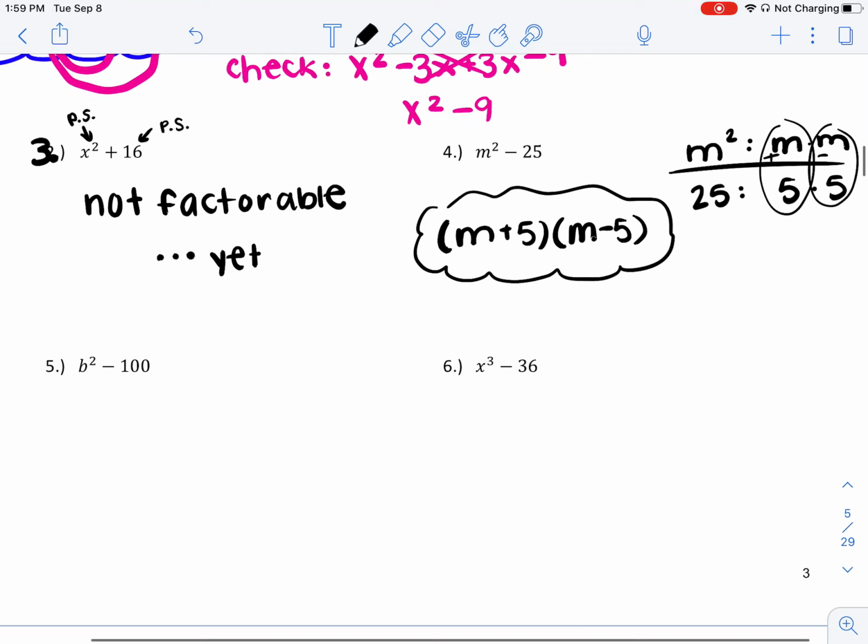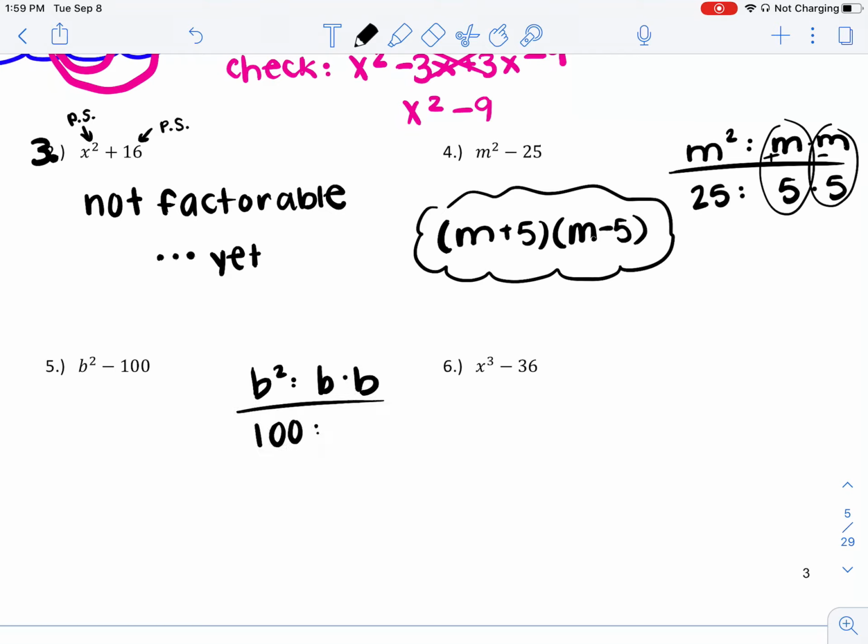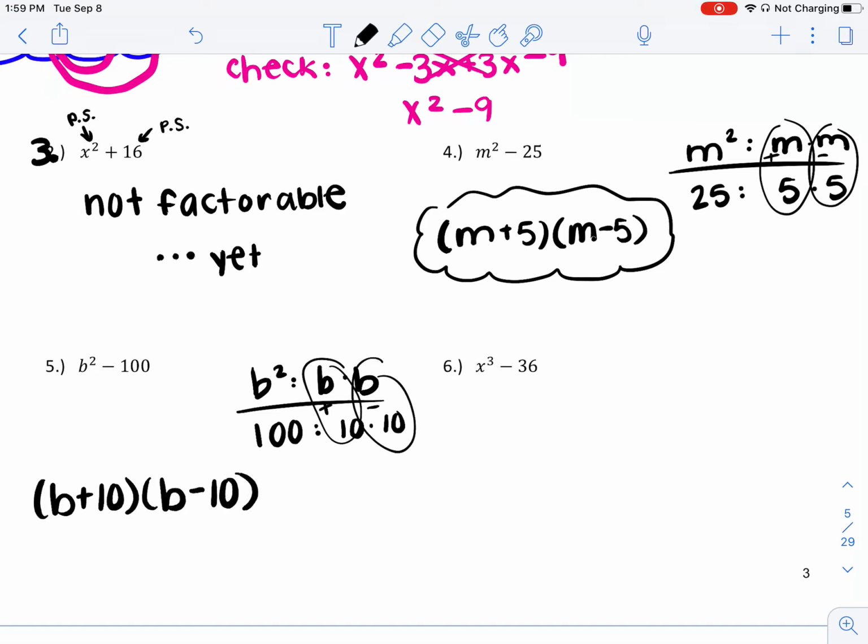Number 5, perfect square. We've got b squared. That is a perfect square. So that's b times b. Then we have 100. That's 10 times 10. So I group them up. One gets a plus, one gets a minus. So we have b plus 10, b minus 10. And that's our answer.